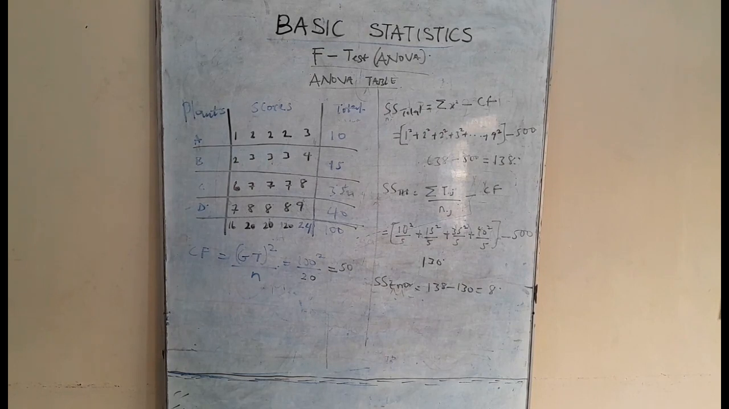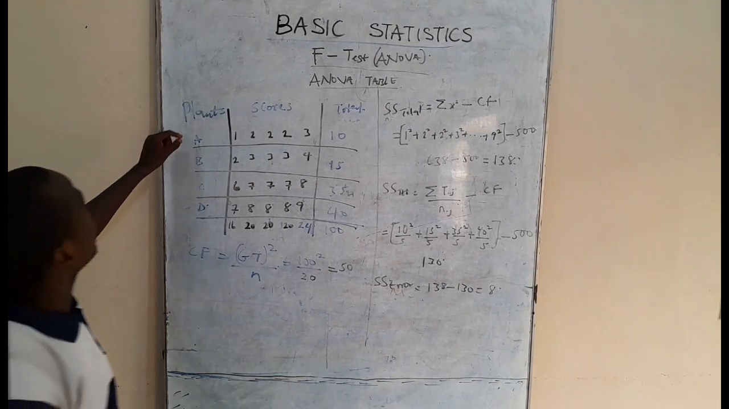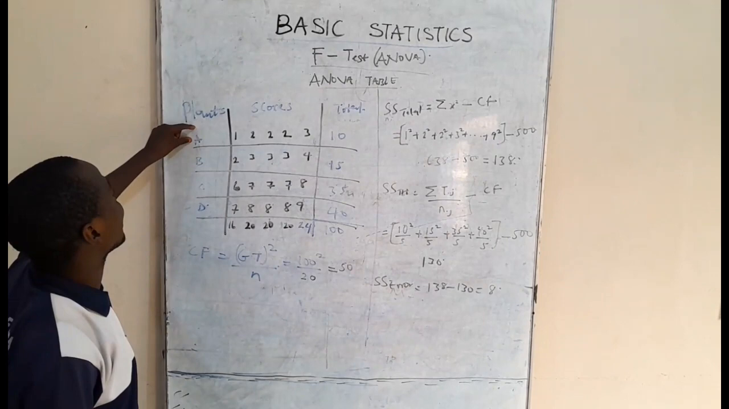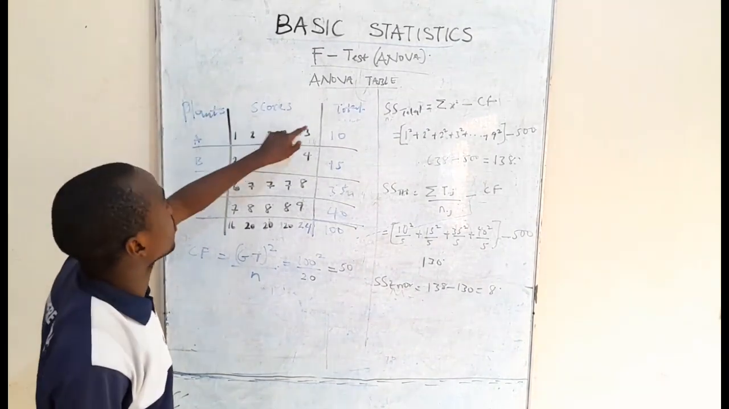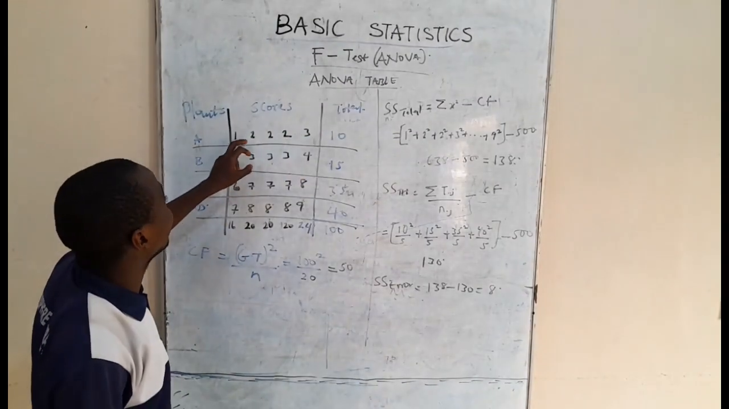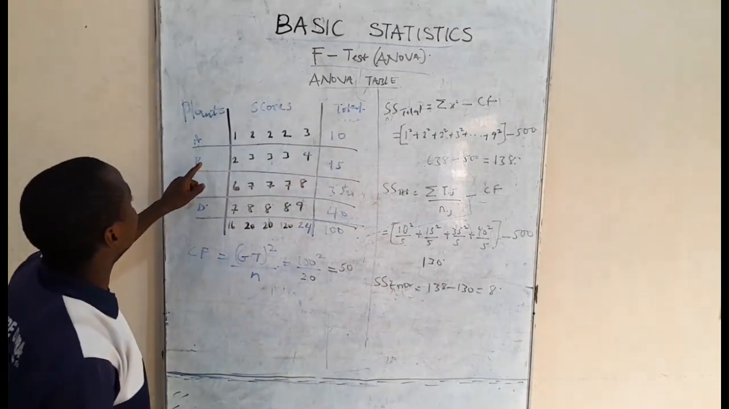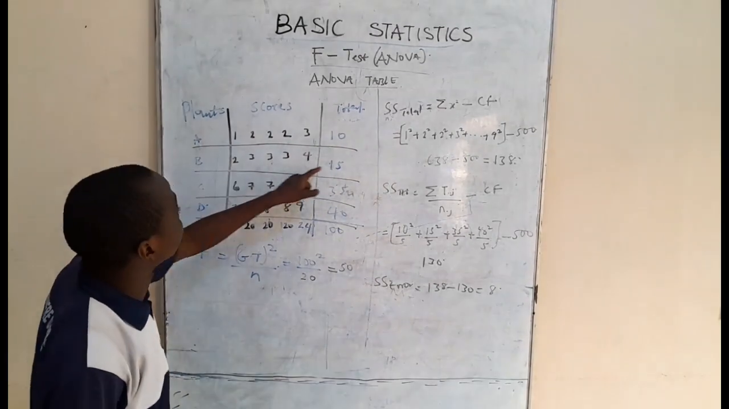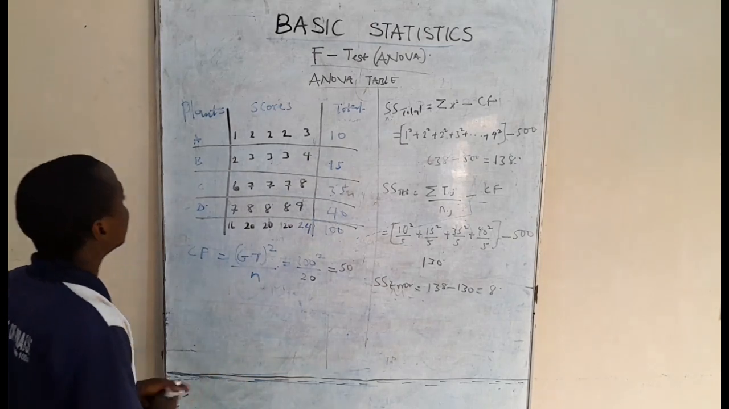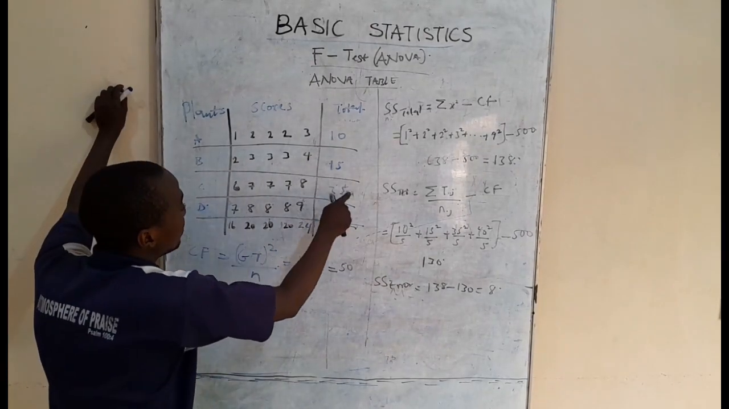Now, look at this. We have the first participant. This is the plant A. We have the source. Then the total means that we have everything together, we have this. Then the same thing for plant B. We have everything together, we have this. The same thing for plant C. We have everything together, we have this.